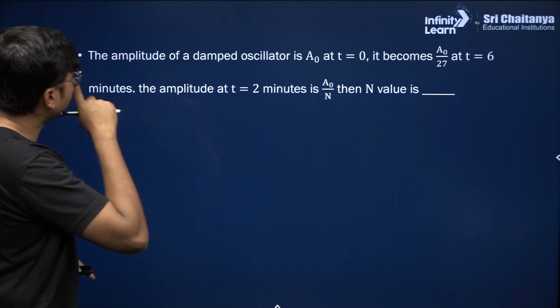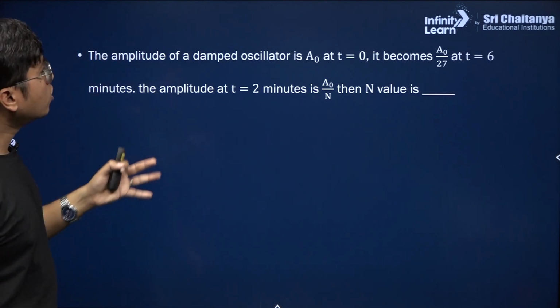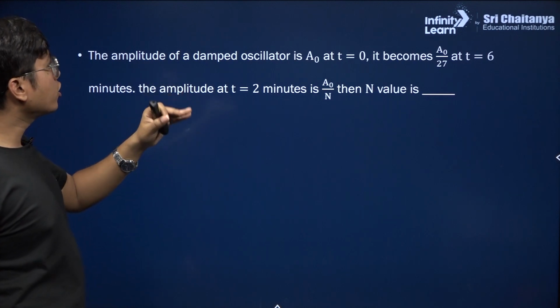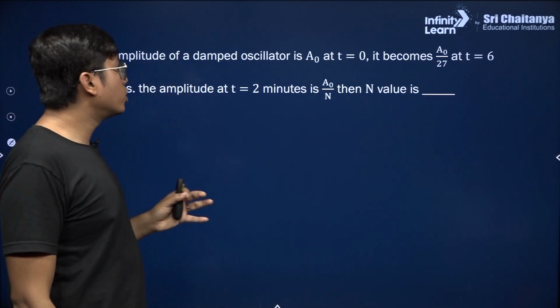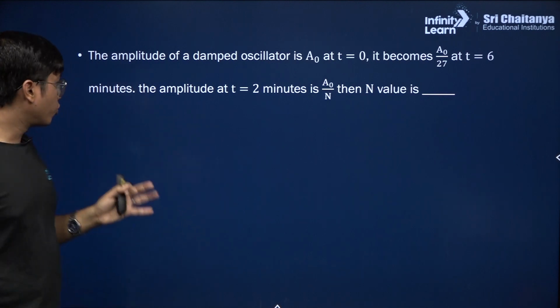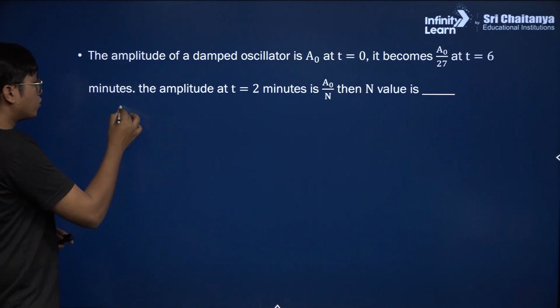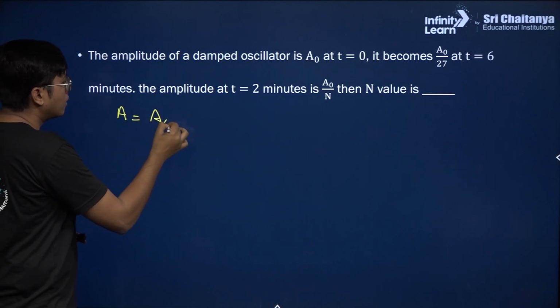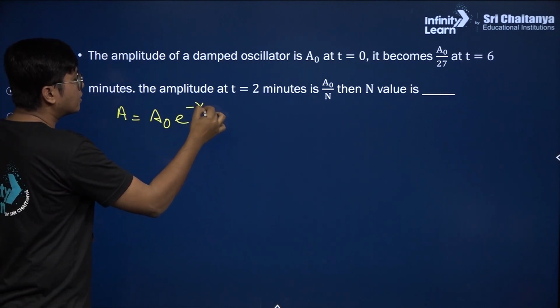Next question, the amplitude of a damped oscillator is A0 at t equal to 0. It becomes A0 by 27 at t equal to 6. The amplitude at t equal to 2 is A0 by n. So we know the standard relation A is equal to A0 into e to the power minus gamma t.